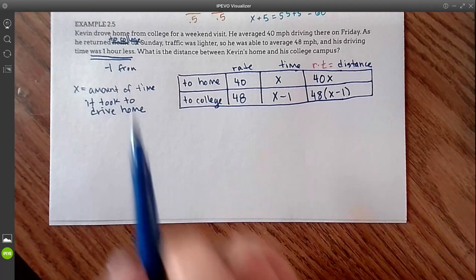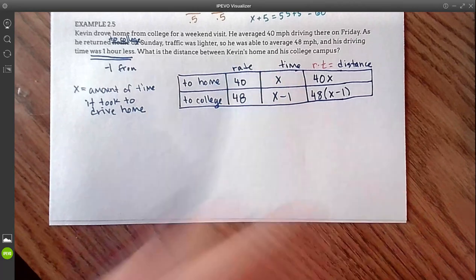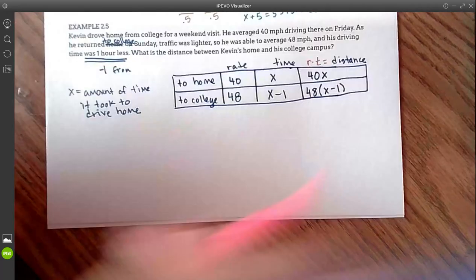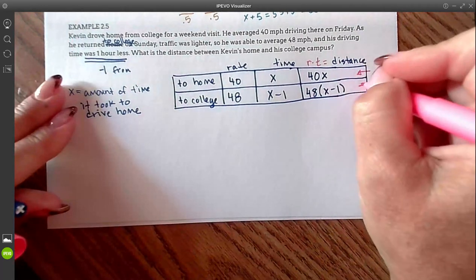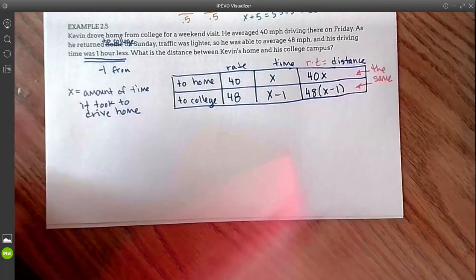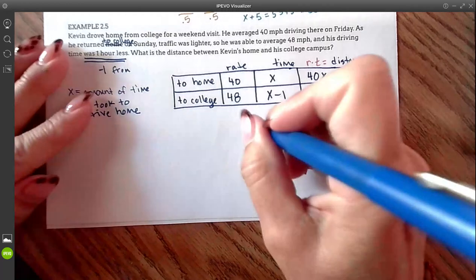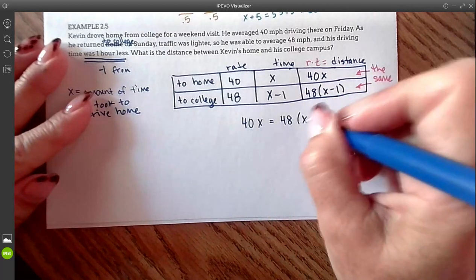So in this case, when Kevin is driving from college to home and driving from home to college, the distance that he's traveling each way is the same. So these two distances are equal because it's the same trip, just in the reverse order. So when we write our equation, we'll make it 40 times x equals 48 times x minus 1.